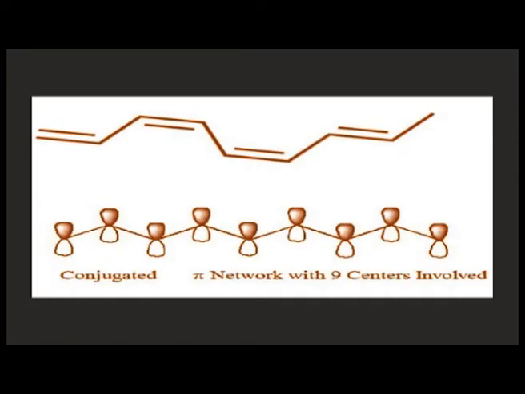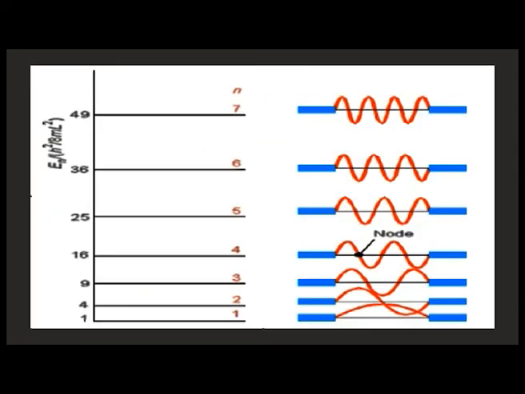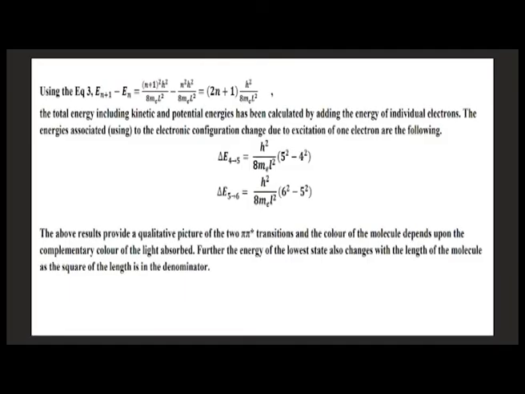The polyene radical has 9 electrons which completely fill the 4 orbitals having lowest energy and partially fill the 5th orbital. The figure on your screen shows the wave functions of these orbitals, which are sine functions having the same amplitude and various wavelengths. So, the total energy, including kinetic and potential energy, has been calculated by adding the energy of individual electrons.